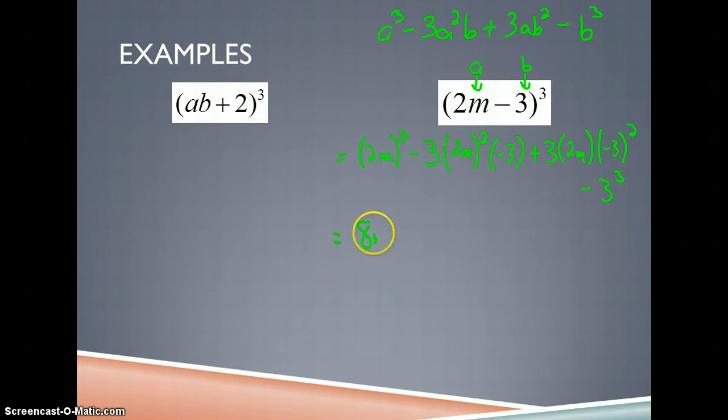I get 8M cubed out front here because we have to cube everything. 3 times negative 3 is negative 9. So I have minus 9 times 4M squared plus negative 3 squared is 9 times 3 is 27. So I have 27 times 2M minus 3 cubed is 27. This is 8m cubed minus 36m squared plus 54m minus 27. Final answer is that one right there.